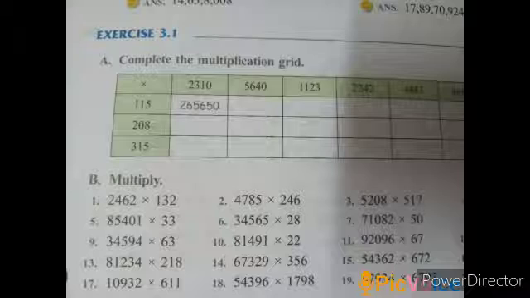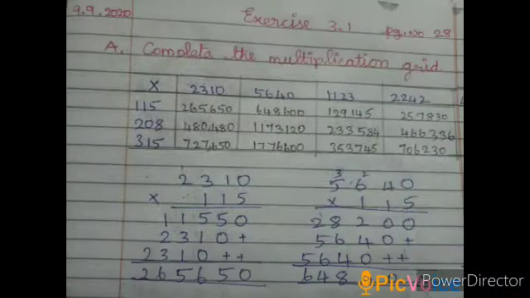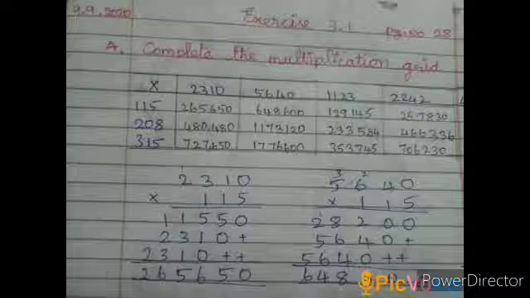They have given column wise and row wise numbers. We need to multiply both and write the answers in the respective places. Second one is multiply. So both the things we are going to do in the CW. Let me explain the sum one by one. The first column, first row, we have 115 and 2310. These two numbers first we are going to take and multiply. The answer has to be written in the respective column.